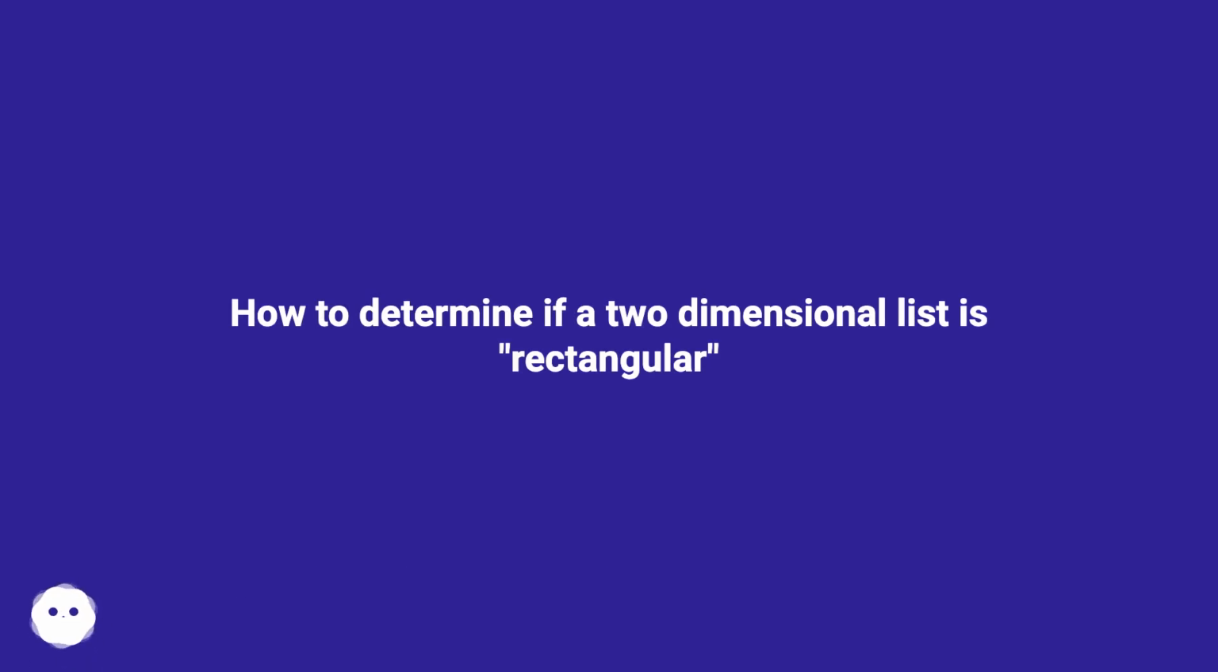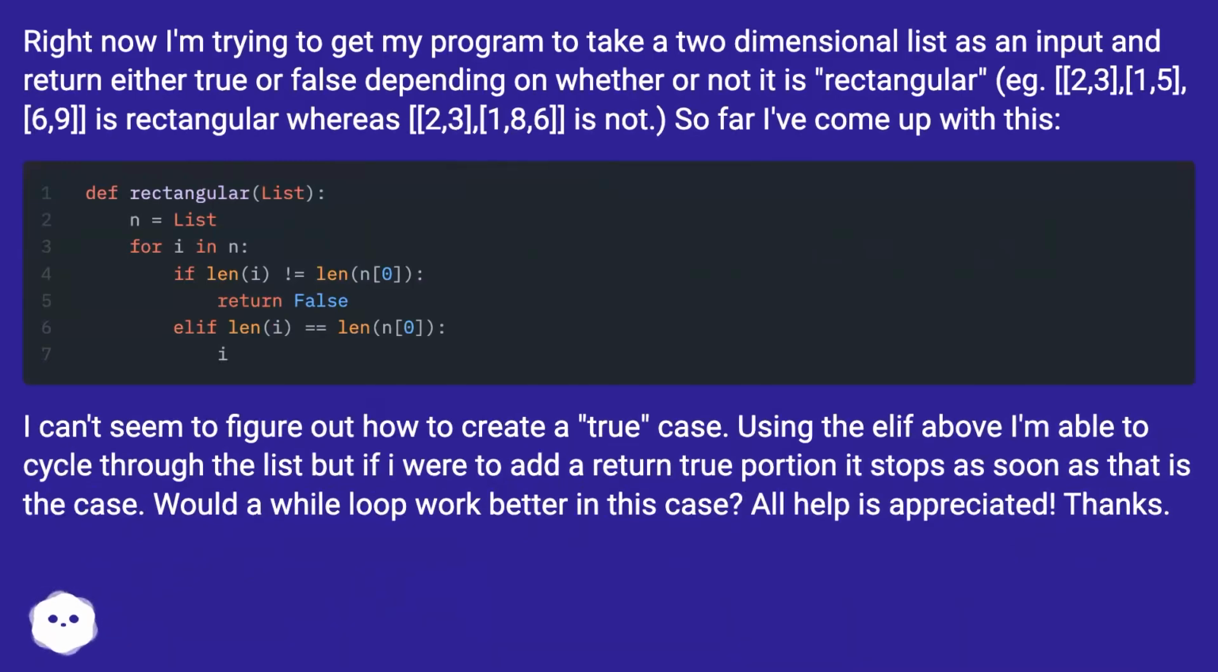How to determine if a two-dimensional list is rectangular. Right now I'm trying to get my program to take a two-dimensional list as an input and return either true or false depending on whether or not it is rectangular, e.g., [[2, 3, 1], [5, 6, 9]] is rectangular whereas [[2, 3, 1], [8, 6]] is not. So far I've come up with this.